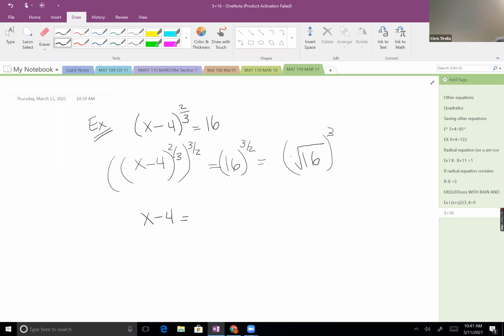But that square root, there's two of them, a positive and a negative. And so I get 4 cubed or negative 4 cubed. And so I get x − 4 = 64, or x − 4 = −64. Adding 4 to both sides, I get x = 68, or I get x = −60.